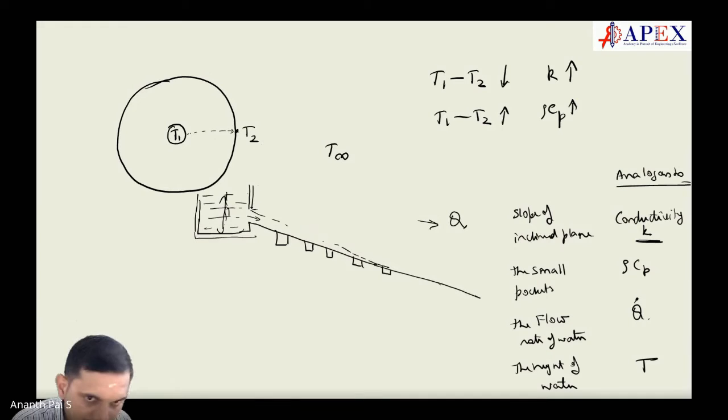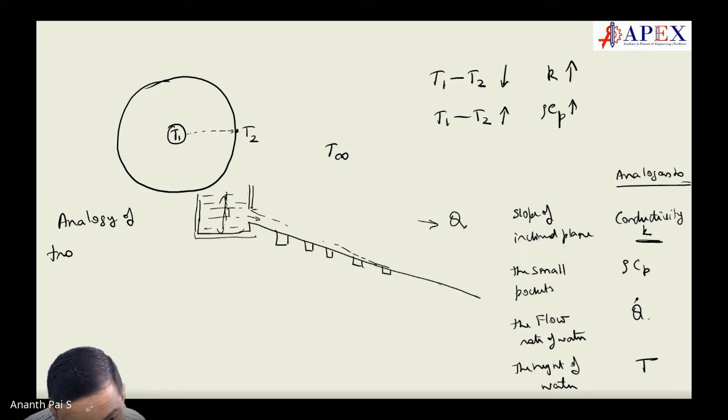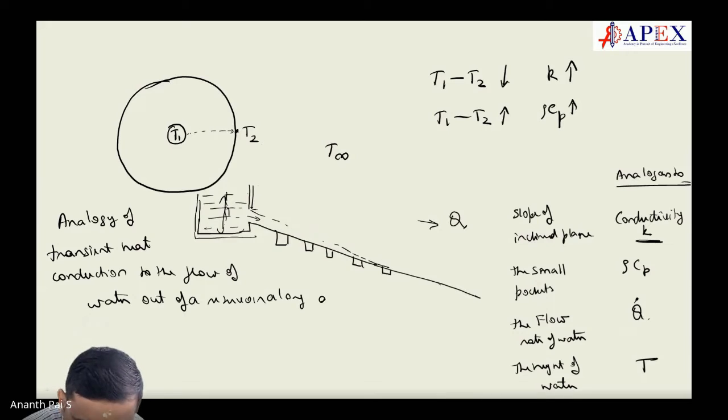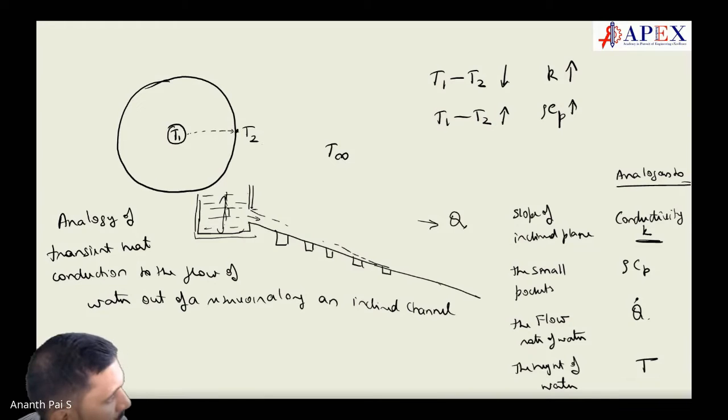Make sense? So here the height will reduce as it goes. Similar way temperature will reduce there. So this is an analogy of transient heat conduction to the flow of water out of a reservoir along an inclined channel. Make sense? You got the point?